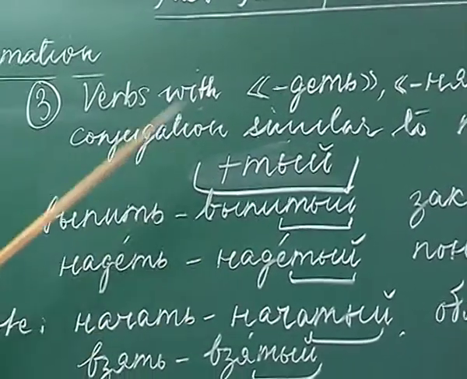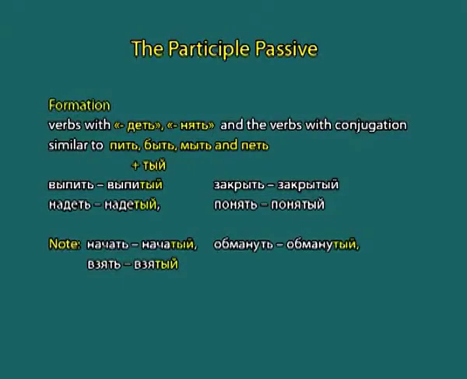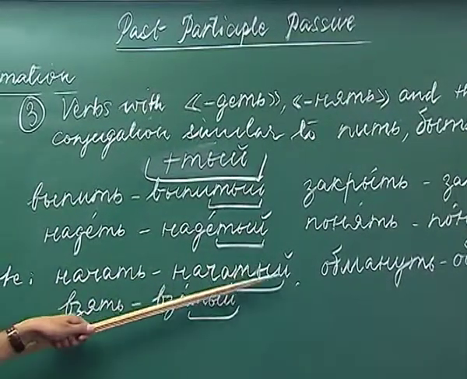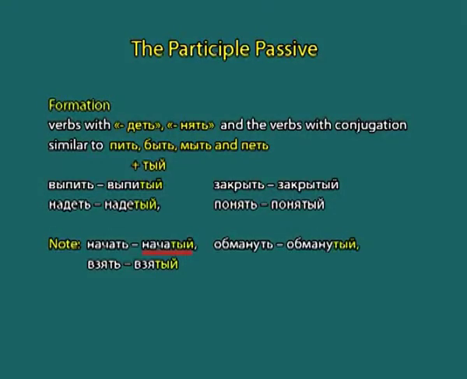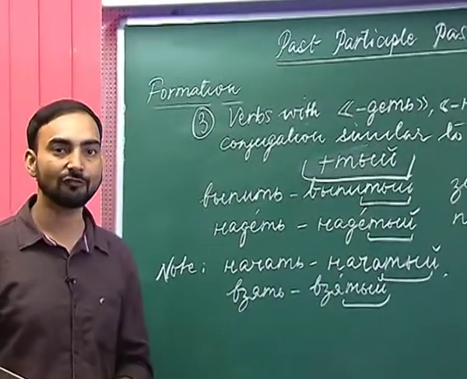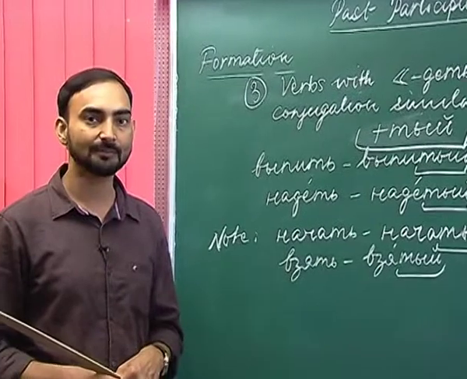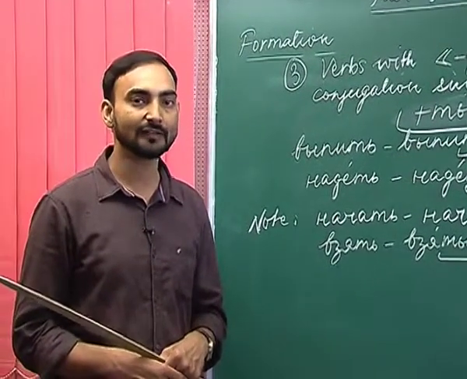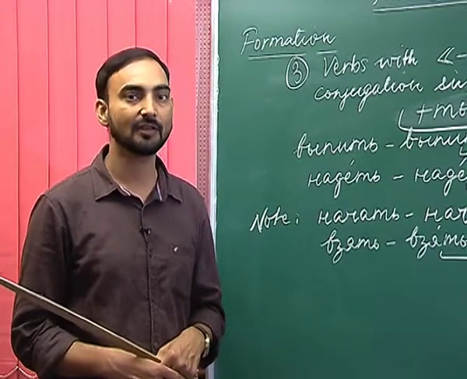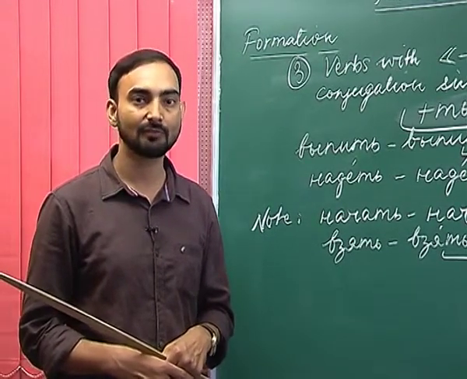In addition to these verbs, there are some verbs like nachat, abmanut, and avzyat. They also take the ending te, ui, and ikratke. So, nachach, nachati, abmanuch, abmanuti, and vzyach, vzyati. So, these are the rules of formation of past participle passive. Now we will discuss their use in the sentences. We will look at some of the examples where past participle passive have been used.